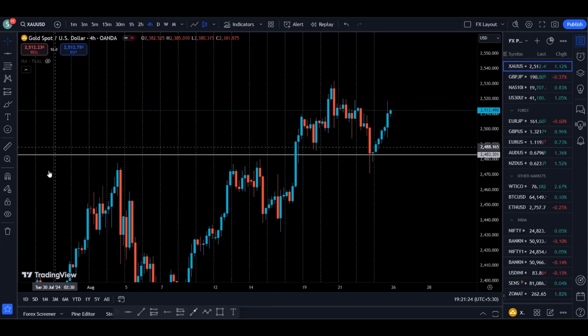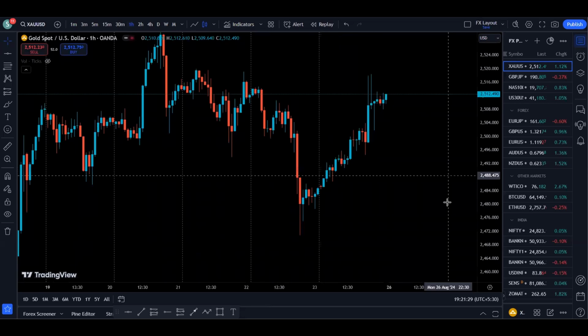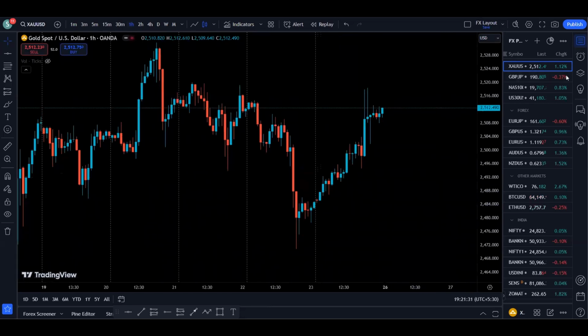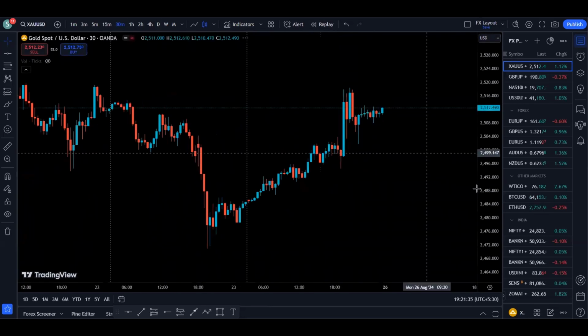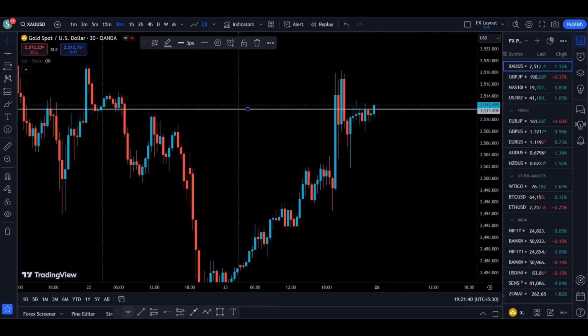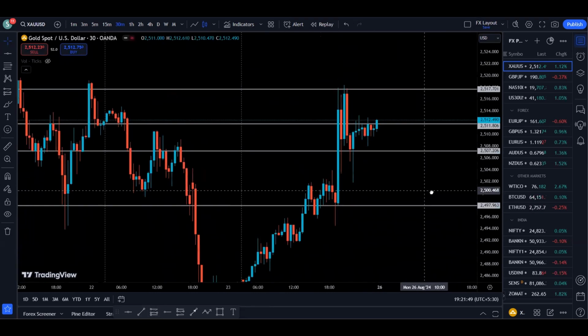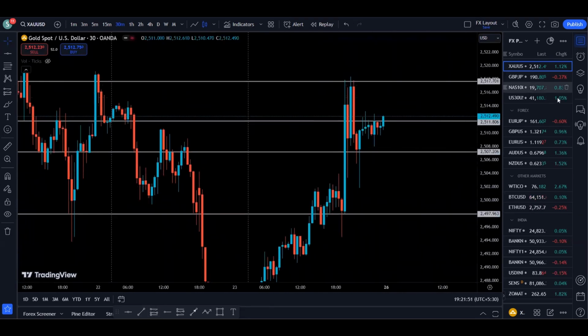Now let's go to the 1-hour time frame to see exactly what is happening. On the 1 hour, we can see that currently the price is moving to the upside. So let's go to 30 minutes as well. On the 30 minute, we can see that we have this resistance. The next resistance is right here. We have a support right here, and the next support is right into these areas. We can see the last 30-minute candle already closed above this resistance, and the next resistance is right here.